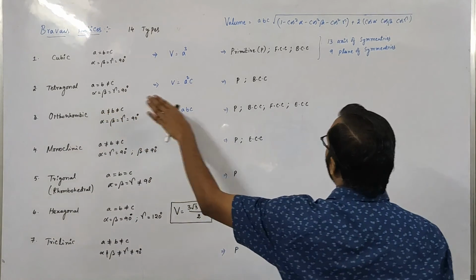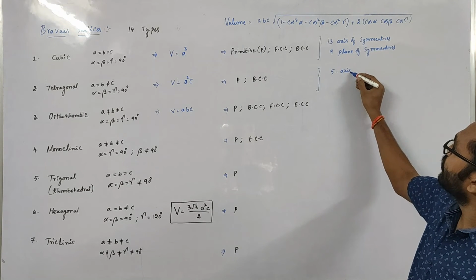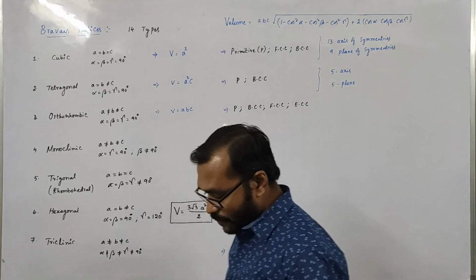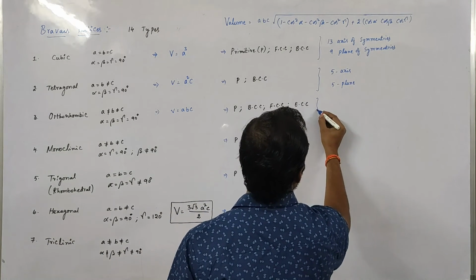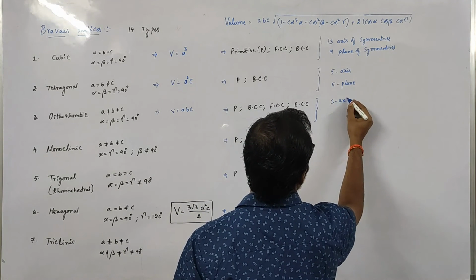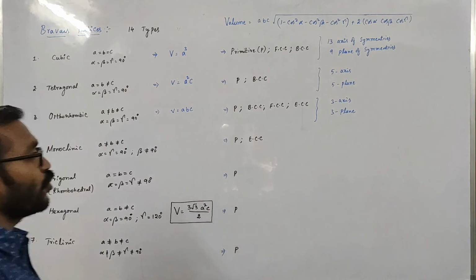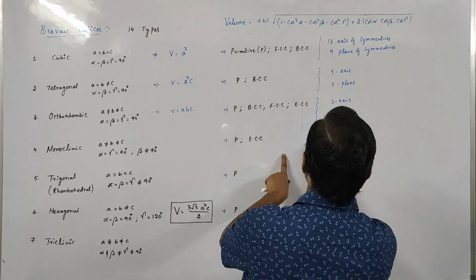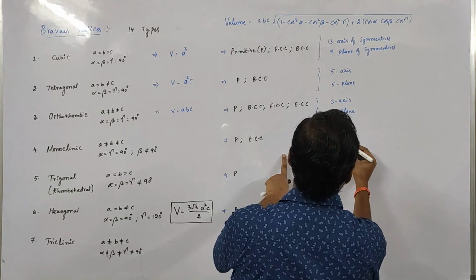Now, if you take tetragonal, 5 axes of symmetry and 5 planes of symmetry are possible. For an orthorhombic, 3 axes of symmetry and 3 planes of symmetry. For monoclinic, 1 axis of symmetry and only 1 plane of symmetry possible.